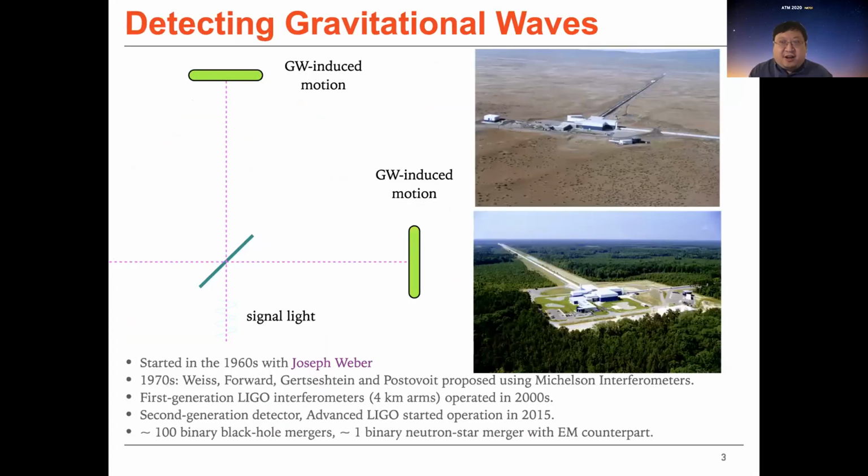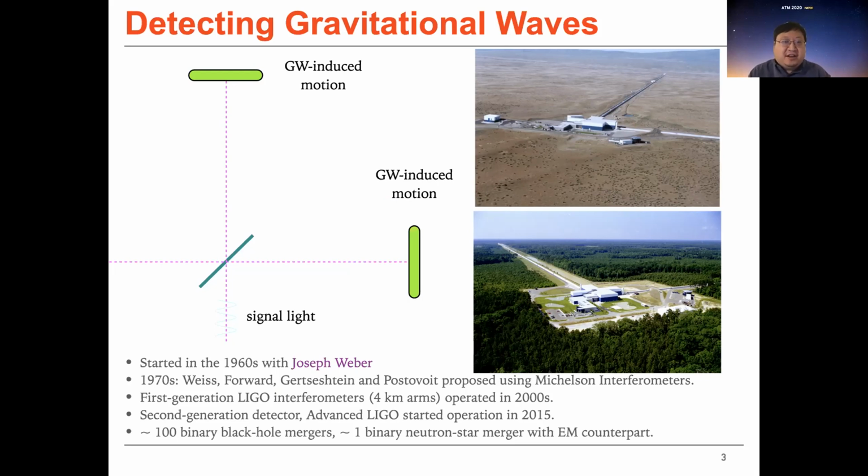So there's a long history of gravitational wave detection, just like Professor Hall was talking about. Every field takes a long time to develop, but I think right now is also a very good time to enter gravitational wave research. The detection started in the 60s with Joe Weber, and he was using resonant mass detectors.